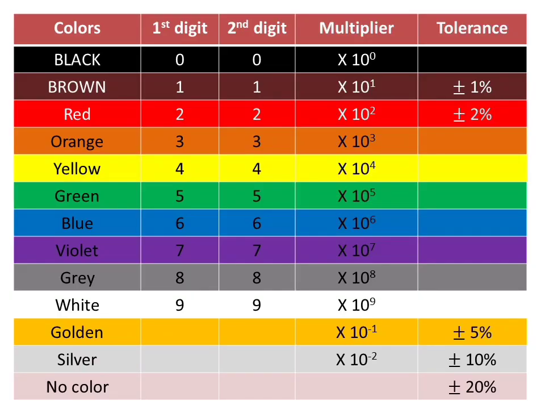This is the color code chart of resistor. In this chart, you will observe the color values of first digit, second digit, multiplier and tolerance. The values of first digit and second digit are the same. Each color is having a different value. Values start from 0. So by using this chart, we will find the value of resistors.